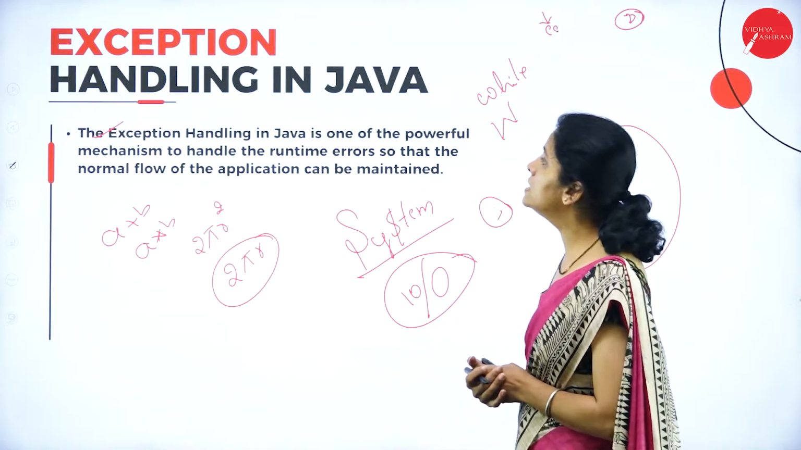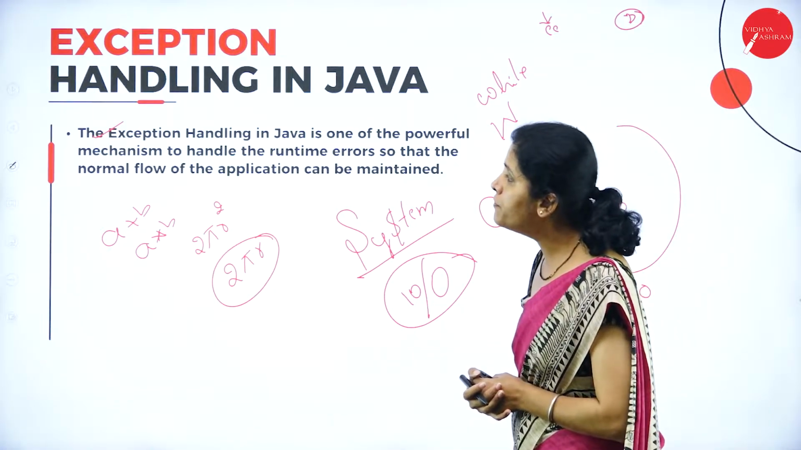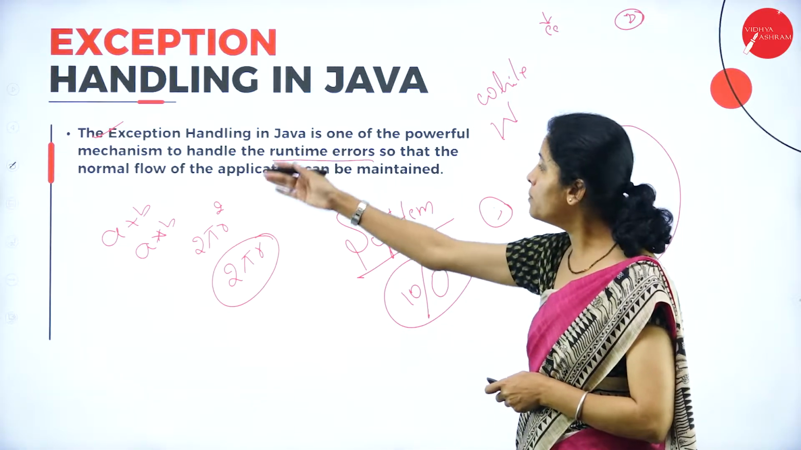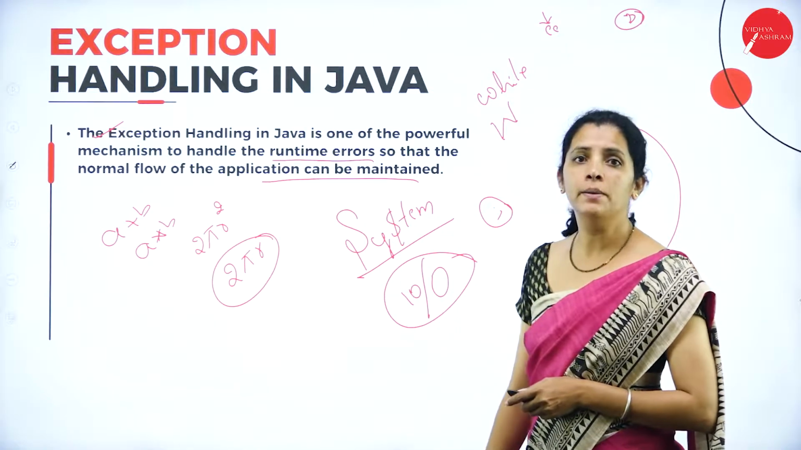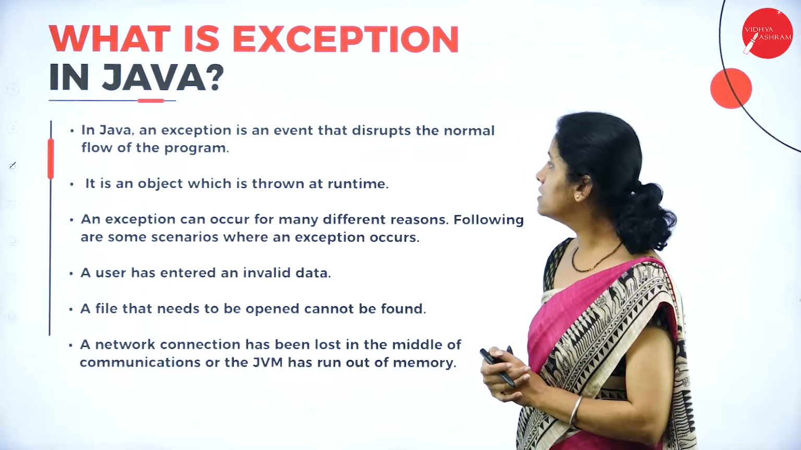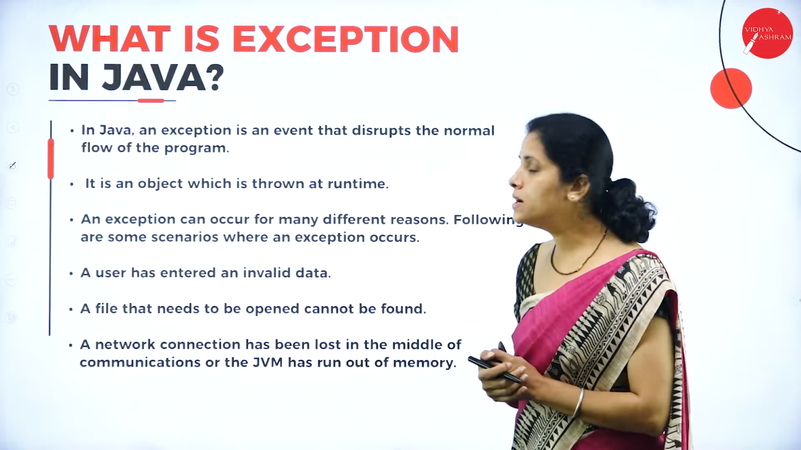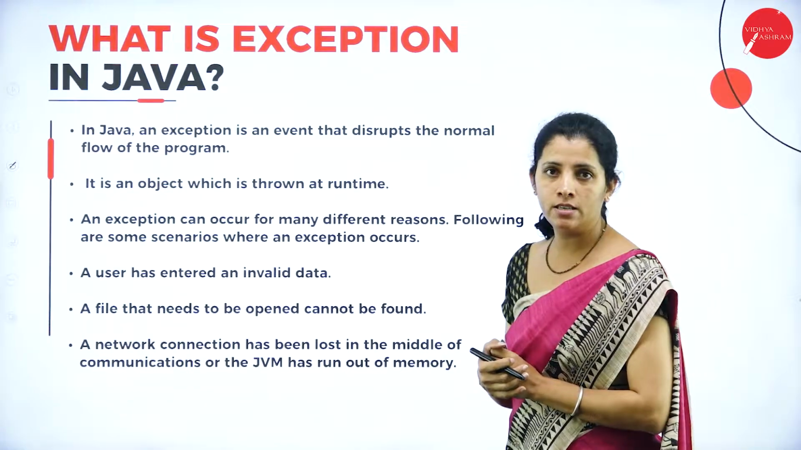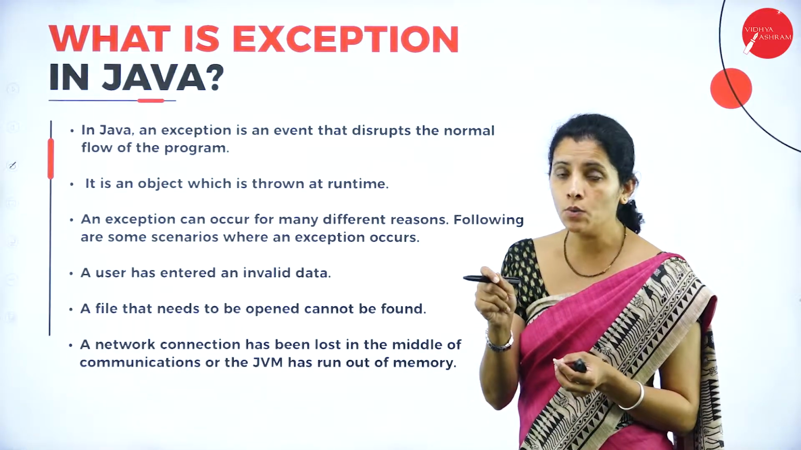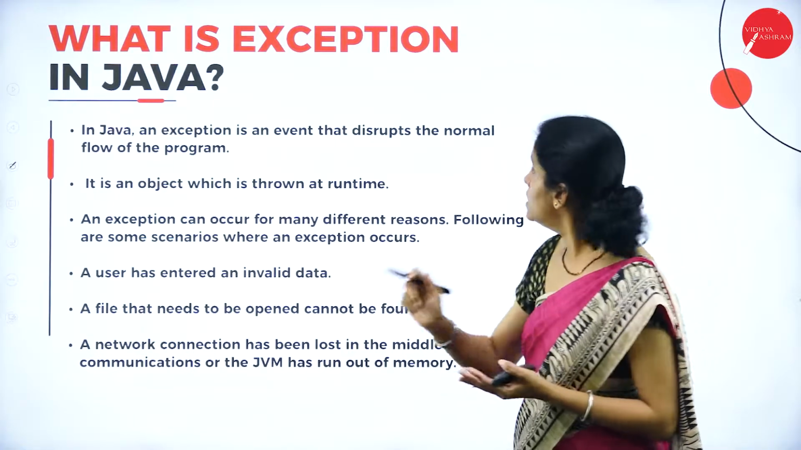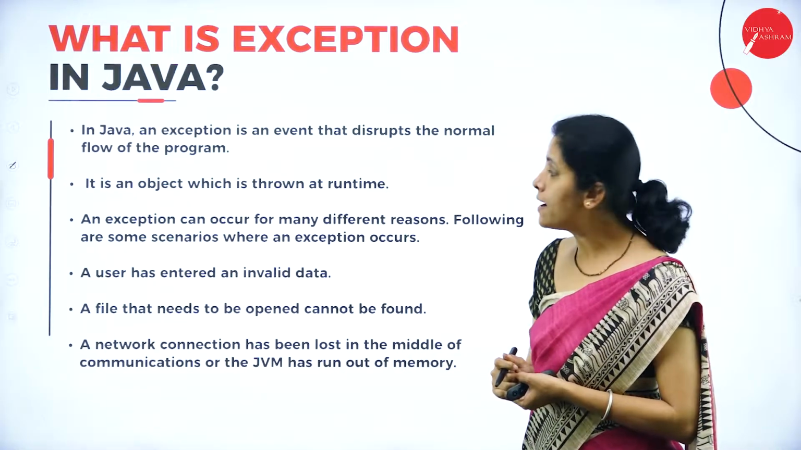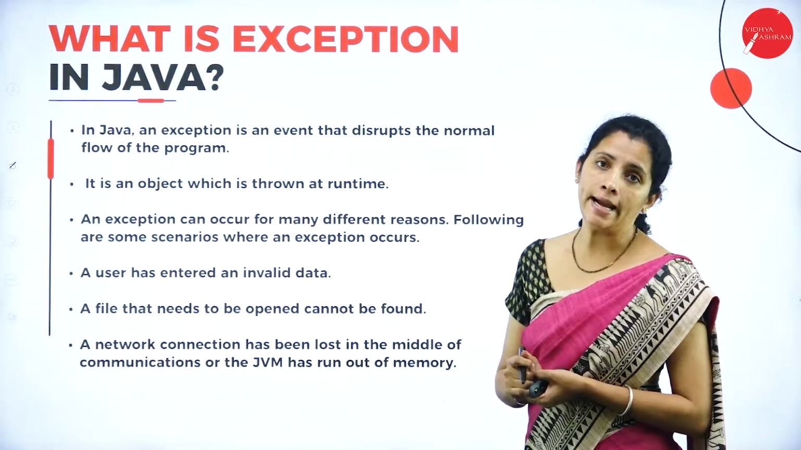The exception handling in Java is one of the powerful mechanisms to handle runtime errors so that the normal flow of the application can be maintained. In Java, exception is nothing but an event that disrupts the normal flow of the execution. So what is exception in Java? It's an event. When it is triggered, what's going to happen? It's going to disrupt the normal flow of the execution. And it is an object which is thrown at the runtime.